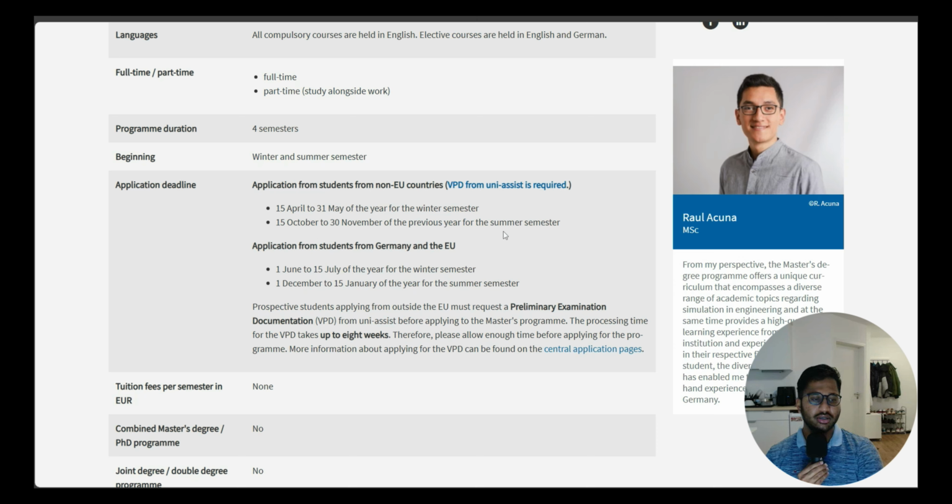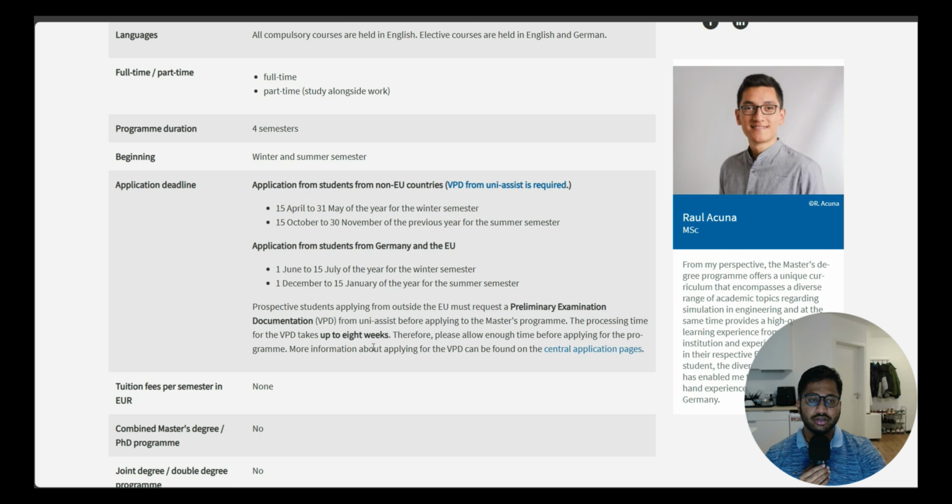And we have missed the deadline by around 10-15 days. The deadline for applying for this particular course was 30th November, and also having the VPD. So people who have missed it will not apply for this particular course in summer. We will just tackle that in winter, because in winter it is starting on 15th April, and we have ample amount of time to prepare for the VPD video and also the application video on how to apply.